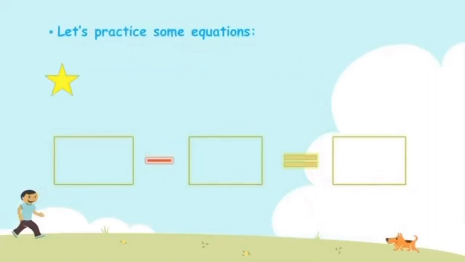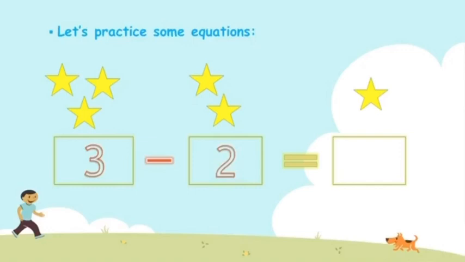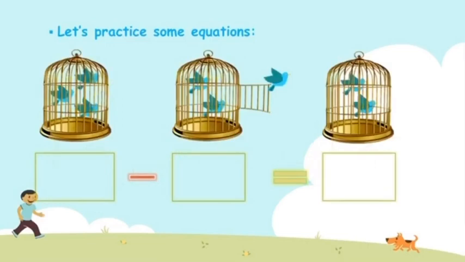Let's have another example. If I give you 3 sticker stars and you take away 2 sticker stars and give them to your brother, how many sticker stars are left over? Yes, 3 take away 2 equals 1. This sign means take away and this sign means equals.